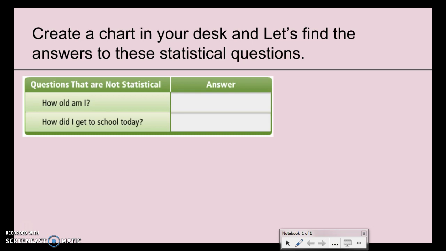How did I get to school today? Guys, I really, really hope that you just got to school in one vehicle today. Like rode a car or walked or rode the bus. Because if you told me that you rode the bus and a car, I'd be a little bit freaked out that you rode both, because I'd be confused. And I would need a very good explanation as to why there's more than one answer there.